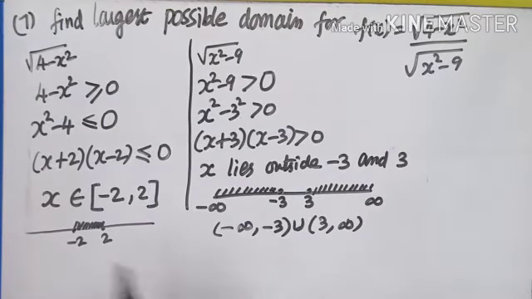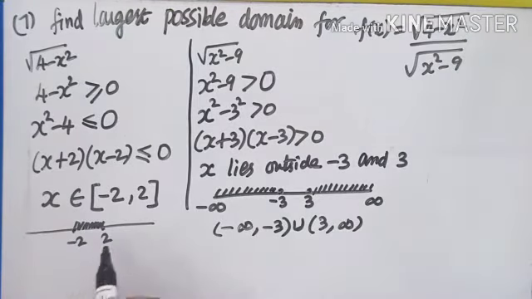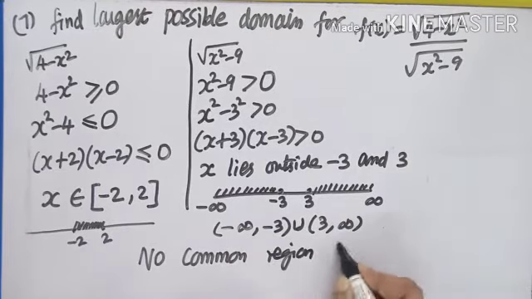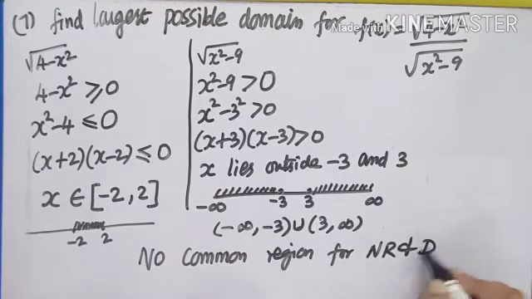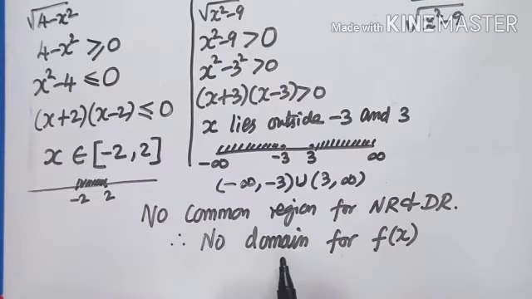Now tell me, is there any common portion for this? Numerator tells me I must be inside minus 2 and 2. Denominator tells me I should be outside 3 or outside minus 3. There is no common portion. So we will say no common region for numerator and denominator. Therefore, I cannot declare a common domain for this. So for the particular function, we cannot say any possible domain. So we will write the answer: there is no domain for f of x.